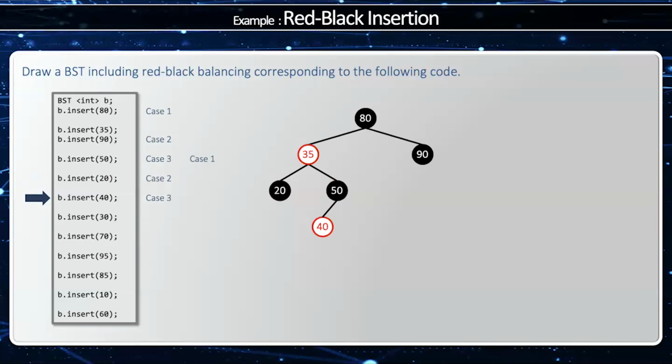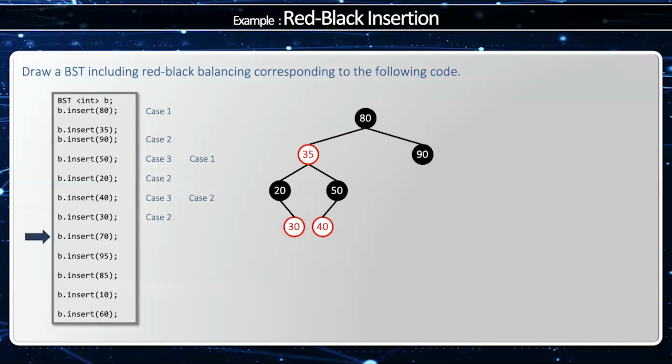35's parent is 80, which is already black. So I'm done. That's case 2. And I continue on. Now I have to insert 30. Now 30 is less than 80, less than 35, greater than 20. So it goes right of 20. My parent is black, so this is case 2, and I'm done.